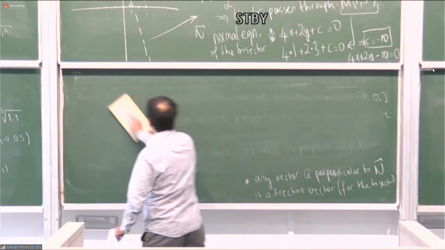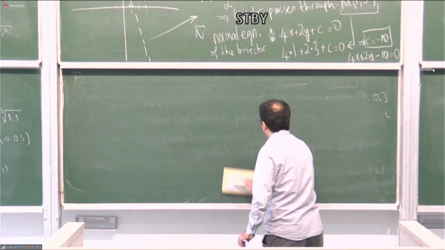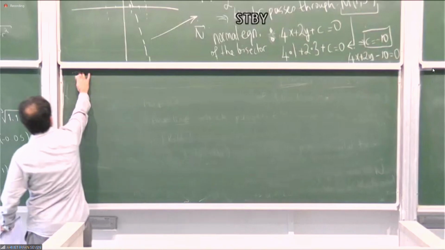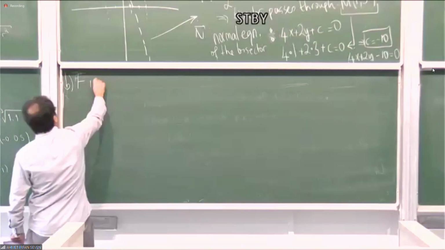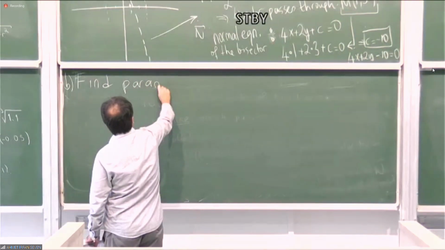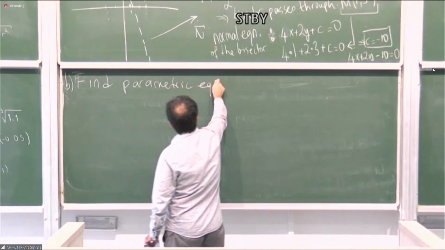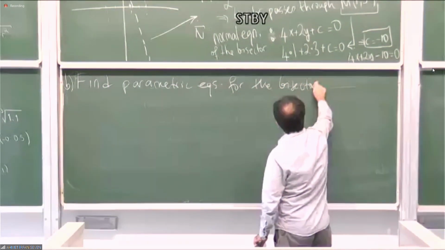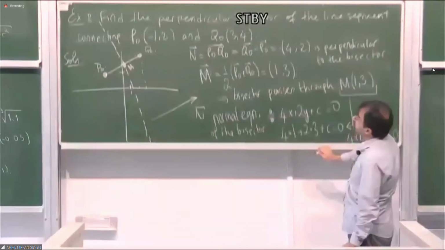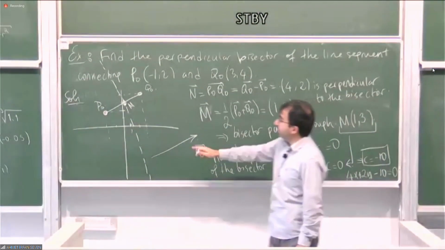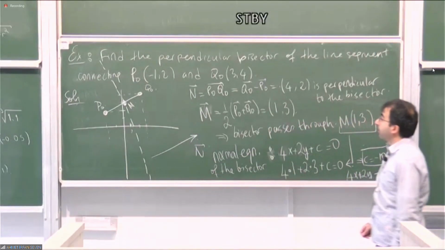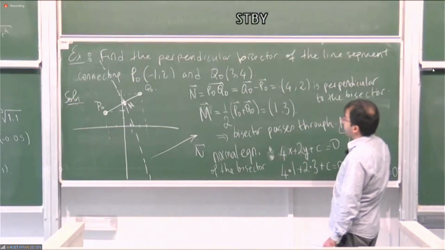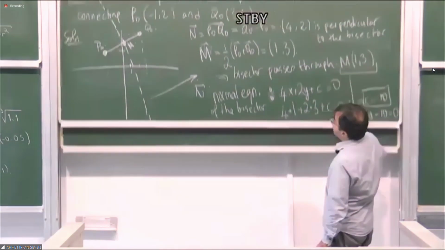Find part B. Let's say, find parametric equations for the bisector. For this bisector, we will find the normal equation. So you see that we need a direction vector, right?